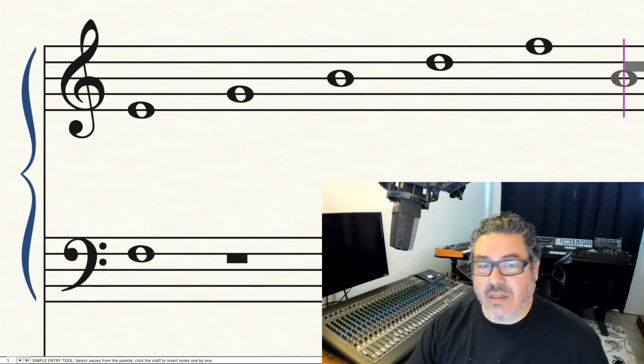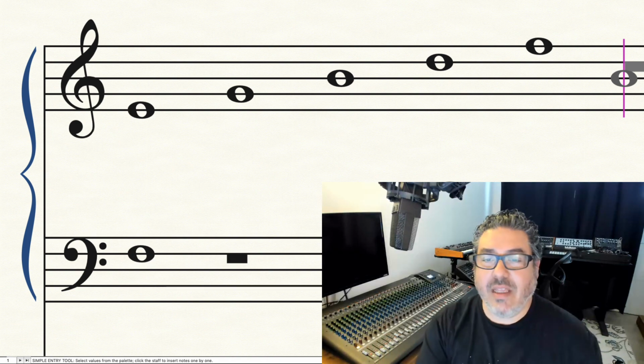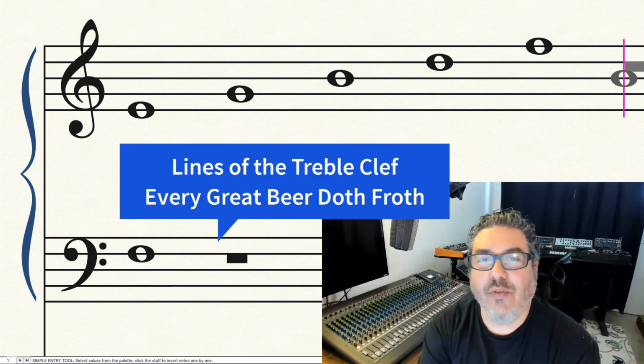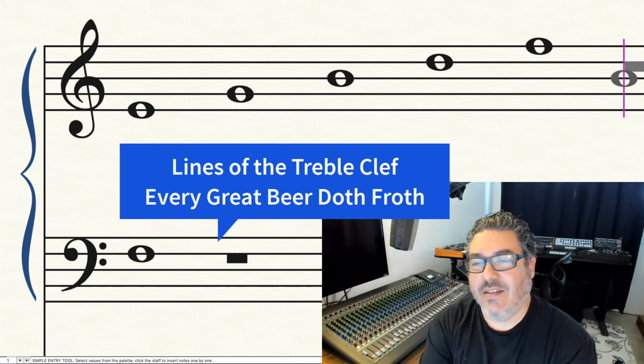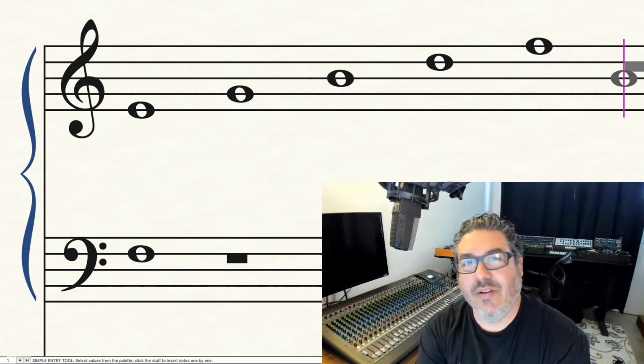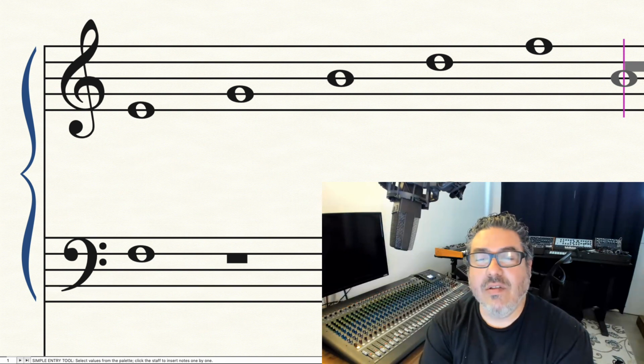And when I was a kid, it was every good boy does fine, but I think we can do better. So I would say that every great beer doth froth. And you'll have to come up with your own that is meaningful. Let's do the lines of the bass clef.